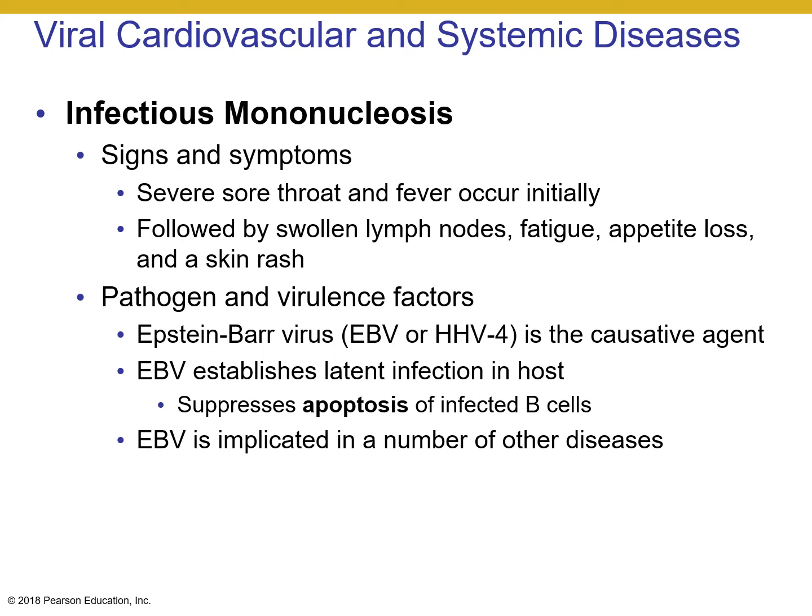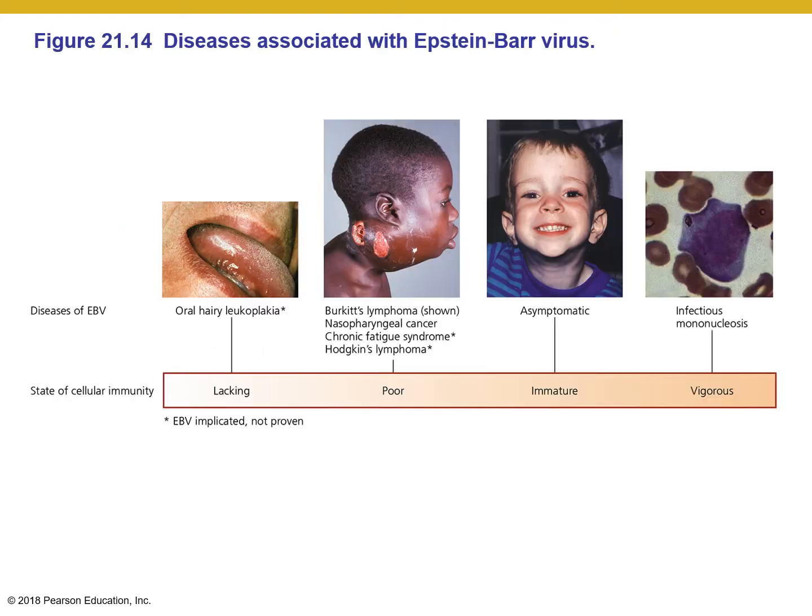It's just that our immune response is taking care of it. What are the signs and symptoms? Sore throat and fever, followed by swollen lymph nodes, fatigue, loss of appetite, and sometimes a skin rash, but not always. And so when we look at EBV, if their tongue looks hairy, oral hairy leukoplakia, and you look kind of at the edge of the tongue and you see the white spots, okay, leukoplakia. Burkitt's lymphoma, nasopharyngeal cancer, chronic fatigue syndrome, and Hodgkin's lymphoma.